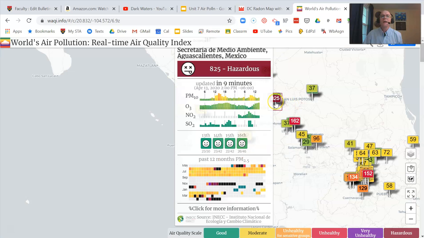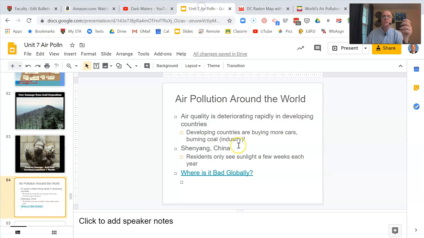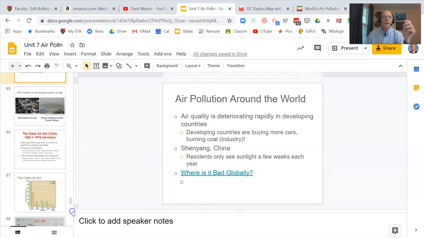It is Aguascalientes, Mexico, whatever that is. Notice they're monitoring, looks like particulate matter, ozone, NOx, and SOx. And you can look at data, look at the bottom of that box at the past 12 months, when it's been bad, what time of year. Take a look at this data. Ozone seasonally is worst in July, August, September. That's as we expect. Anyway, let's move back to this. That's an interesting website to look at where air quality is bad globally.